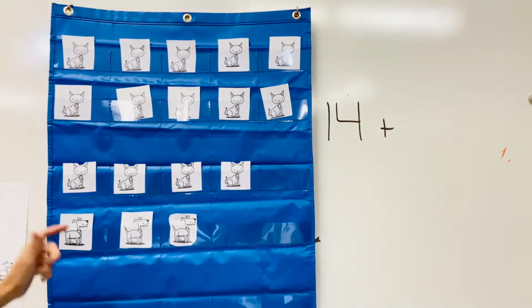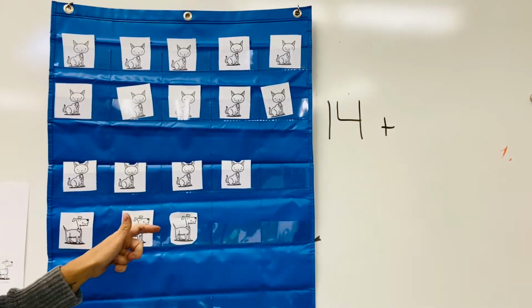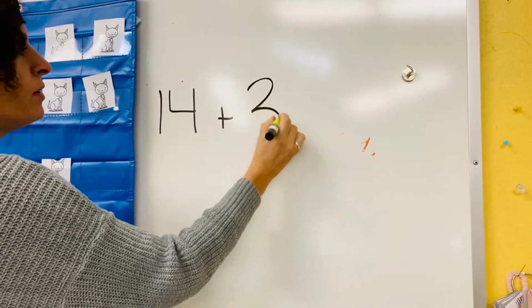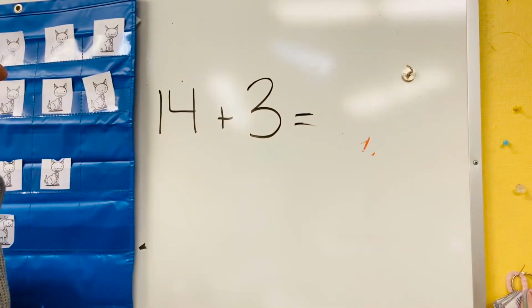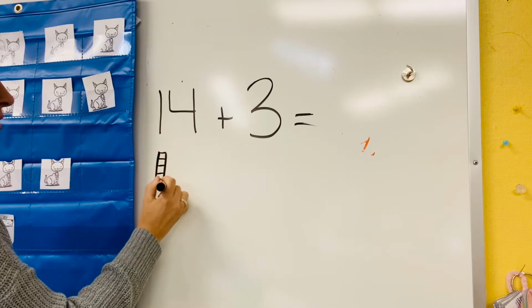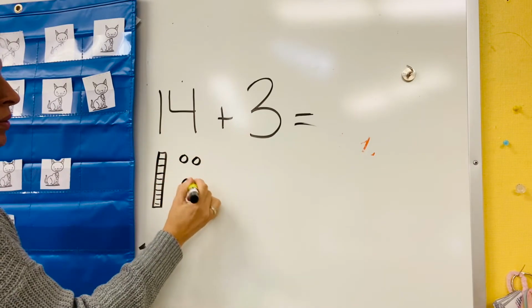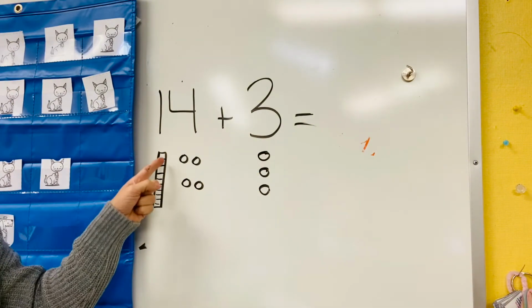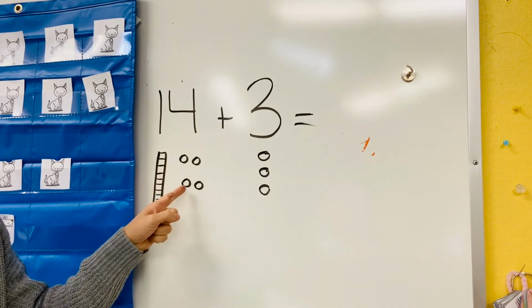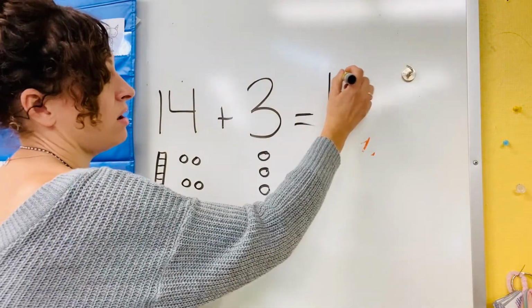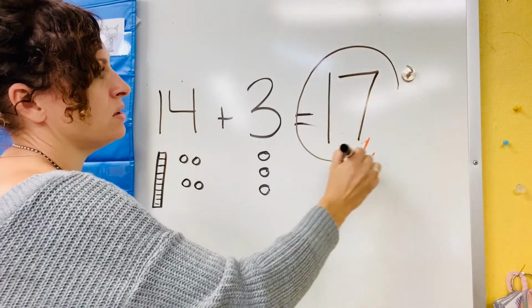plus how many dogs? 1, 2, 3. Go ahead and write that equation on your whiteboard. 14 plus 3. What is 14 plus 3? Take a moment, pause the video to figure that out. I think I'm gonna write some 10s and 1s to help me solve. Here's a 10s, here's a 1s, here's my 1s. So we have 10, 11, 12, 13, 14, 15, 16, 17. We have caught 17 animals altogether.